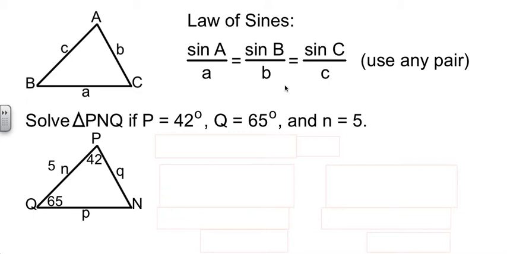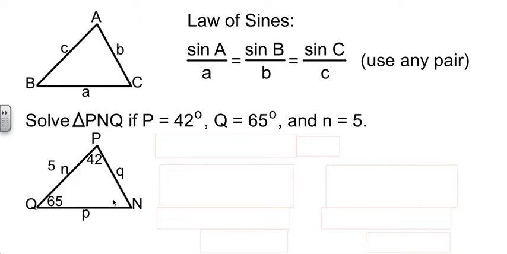We'll do one of these to get you the flavor of it. The best way to really learn how to do these is to get in there and start doing them. So I'm going to let you do that pretty soon here. We have triangle PNQ, and since those are the three variables they gave me for the angles, I'm going to use the same letters for the sides across from them. Angle P is 42, angle Q is 65, and side N is 5.